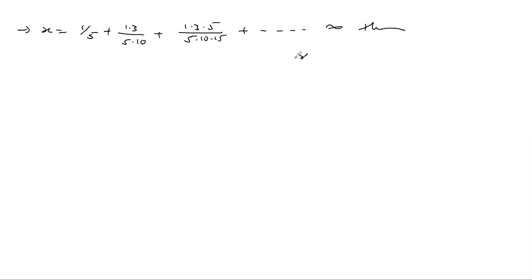Next problem. X is equal to 1 by 5 plus 1 into 3 divided by 5 into 10 plus 1 into 3 into 5 divided by 5 into 10 into 15 plus and so on up to infinity. Then 3x square plus 6x we need to identify.